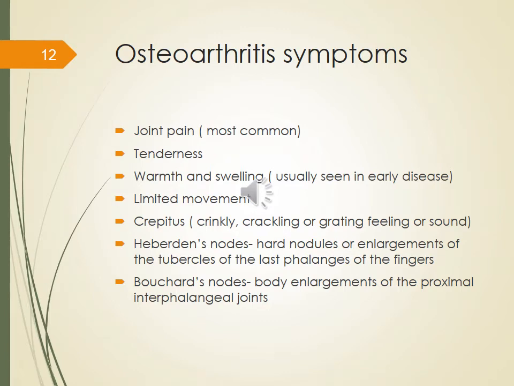Osteoarthritis symptoms: you'll have joint pain, which is the most common, tenderness, warmth and swelling, which is usually seen in the early disease, and limited movement. You'll hear some crepitus, a crackling or grating feeling or sound. Heberden's nodes are hard nodules or enlargements of the tubercles of the last phalanges of the fingers, and Bouchard's nodes are bony enlargements of the proximal interphalangeal joints. And there's a good picture in the textbook that shows this.